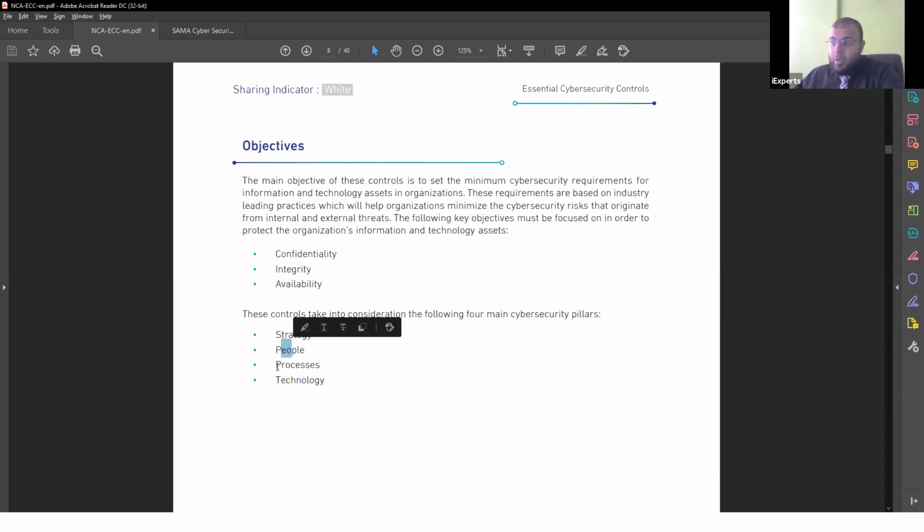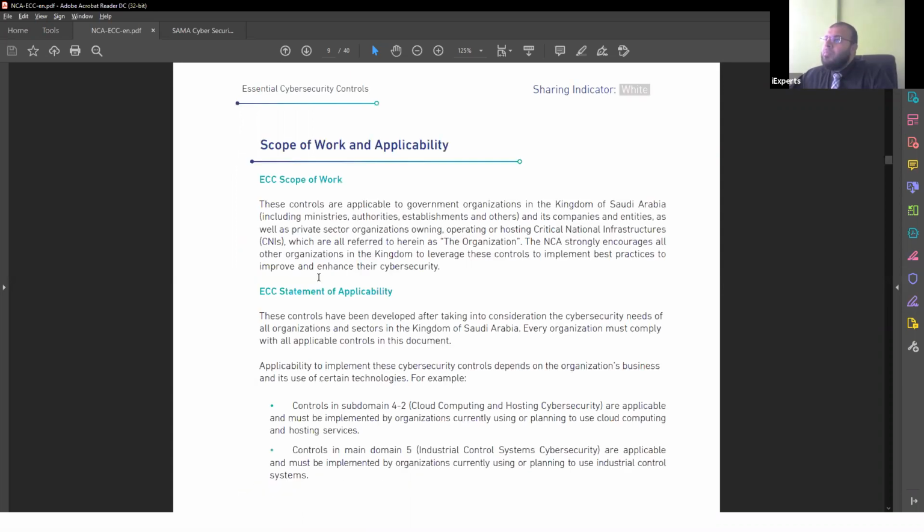PPT stands for People, Process, Technology, and we added here the strategy. I can achieve the control in people by giving them training and awareness, by process, by designing a process or policy, and by technology. I can achieve the control by utilizing some technology, some devices and so on. This is the scope of the work, and this is the statement of applicability.